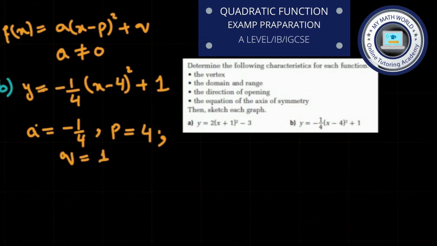That means our vertex is going to be p and q, so that means 4 and 1. Both the values are positive, so that means this would be in the first quadrant. Okay, then the next thing we need to know is about the graph, because that information would help us to find the domain and range. Domain is easy because it's the input, the x values that we can put in the equation, and for those values the function must be defined. So let's quickly do the domain.